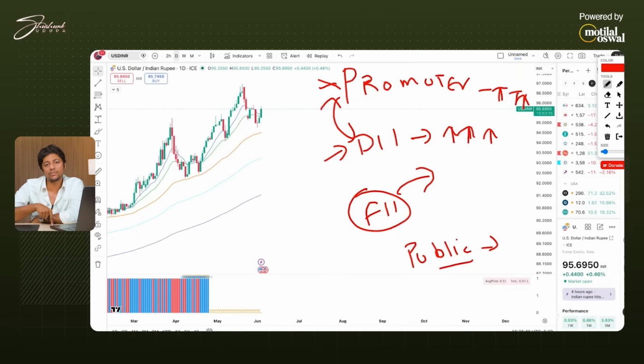You want him to hold, because if the FII comes in, he has to buy from the promoter or buy from the public. That means the stock price is going up. But at the same time, the DII will have to exit. DII has bought at lower levels. He's like, oh, higher level.